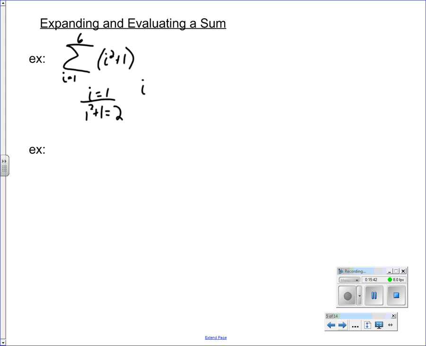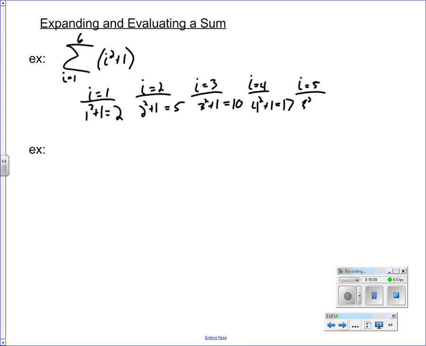And find the second term, which would be 2 squared plus 1, which would be 5. And I keep going. I equals 3, 3 squared plus 1, that's 10. I equals 4, 4 squared plus 1, 17. 5, 5 squared plus 1, 26. And finally we get to 6, which will be 6 squared plus 1, 36 plus 1, 37.